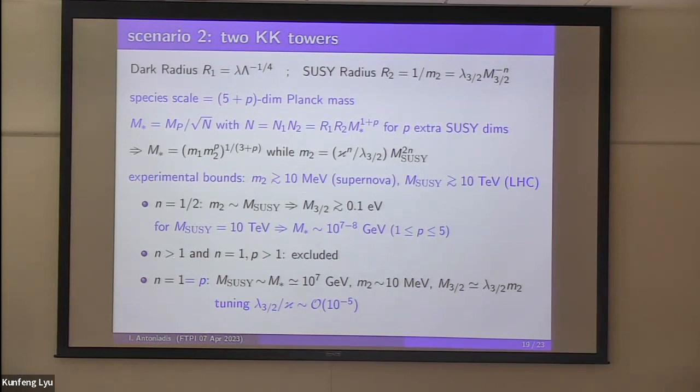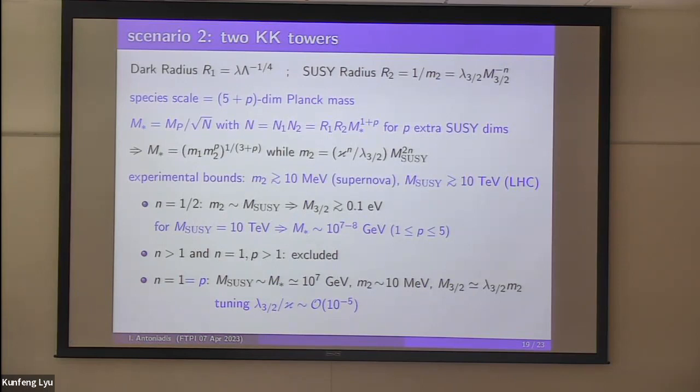Any n bigger than 1 is excluded for p extra dimensions associated to the supersymmetry breaking. So these are the 2 possibilities. The first possibility is this power to be 1/2. In that case, the second compactification scale is linearly related to the supersymmetry breaking scale.